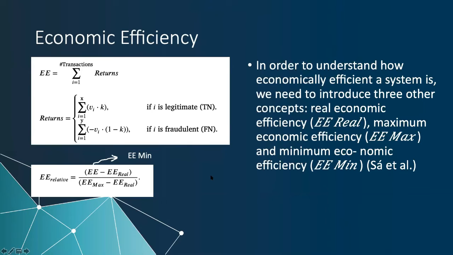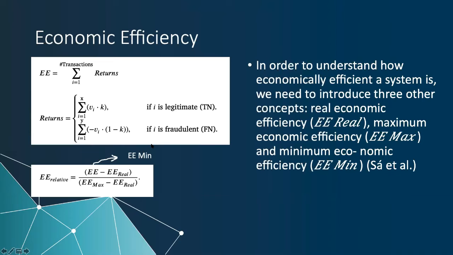What are V_i and K? K here represents the percentage that the company retains per transaction. For example, it could be 3%. With each transaction, we could just say that they gain 3% of the money. And V is the actual amount. And here, if it is legitimate, it is a true negative: we predicted legitimate and it turned out legitimate. It's a gain for us, but the gain is very little. It is 3% times the amount.